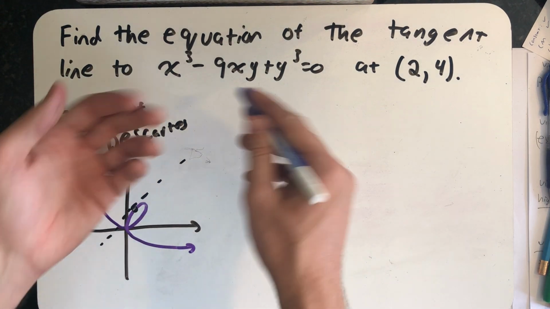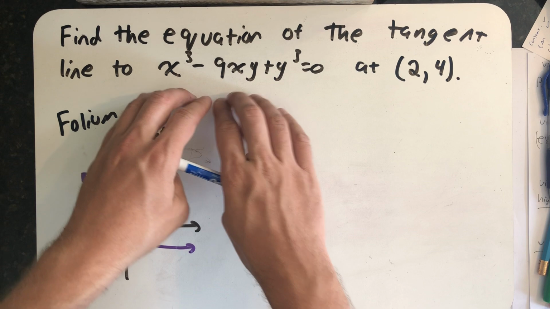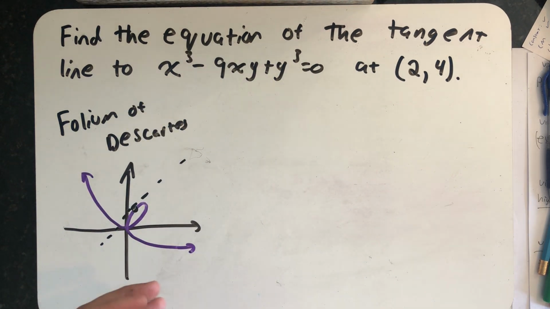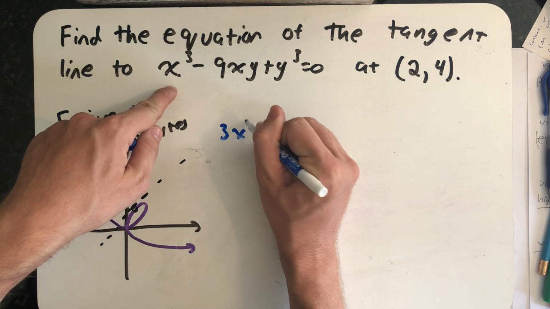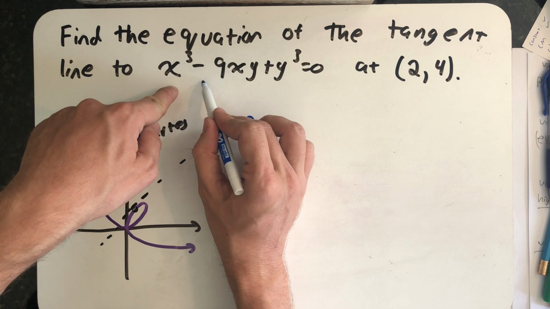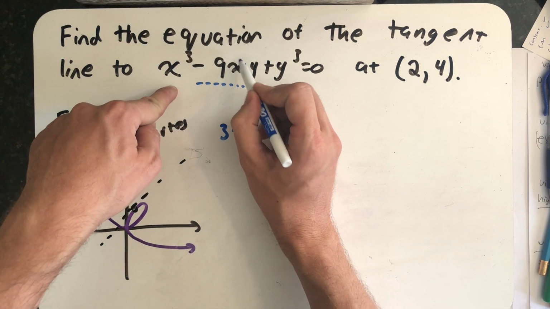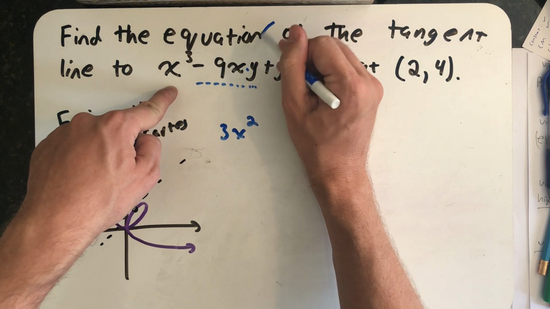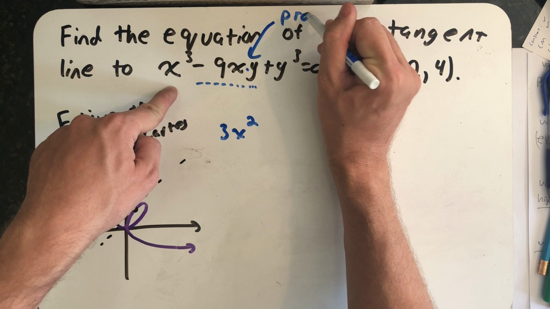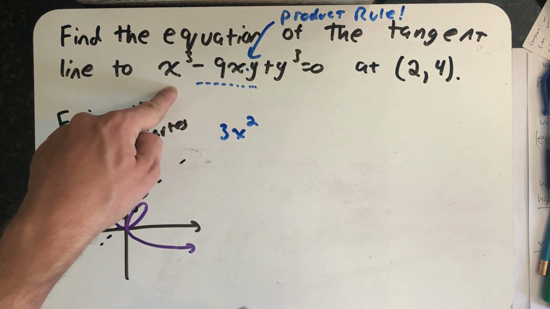What I'd like to do now is implicitly differentiate this equation. So I need to take the derivative of both sides, treating y as a function of x. The derivative of x cubed is 3x squared. And now I need to take the derivative of this middle part. And what I realize is I have a function, minus 9x, times another function, y. This is a product of two functions, so I'm going to have to use the product rule.